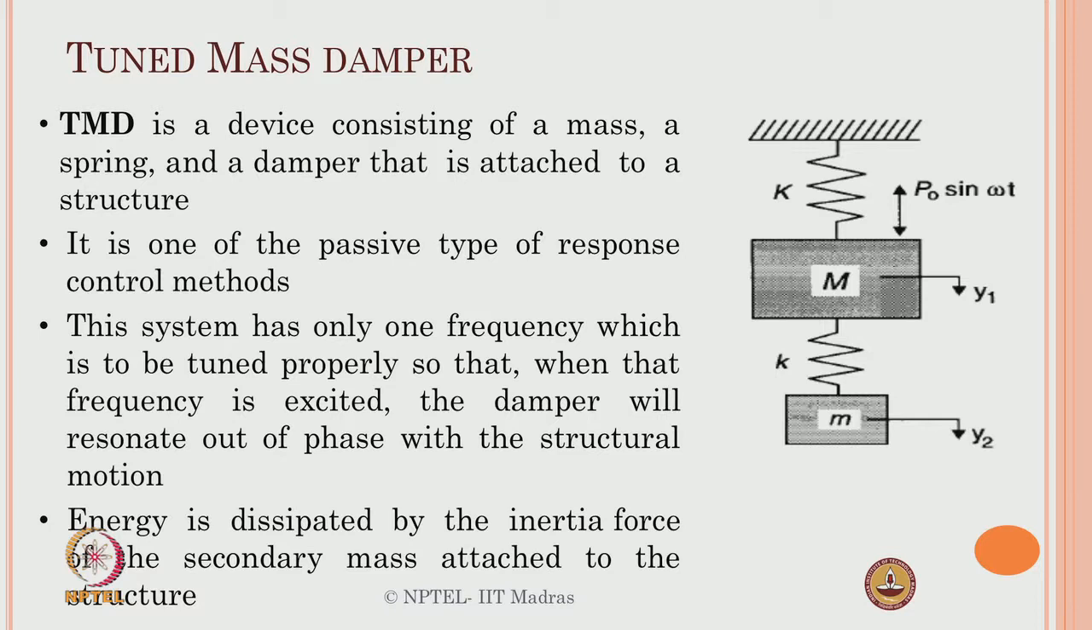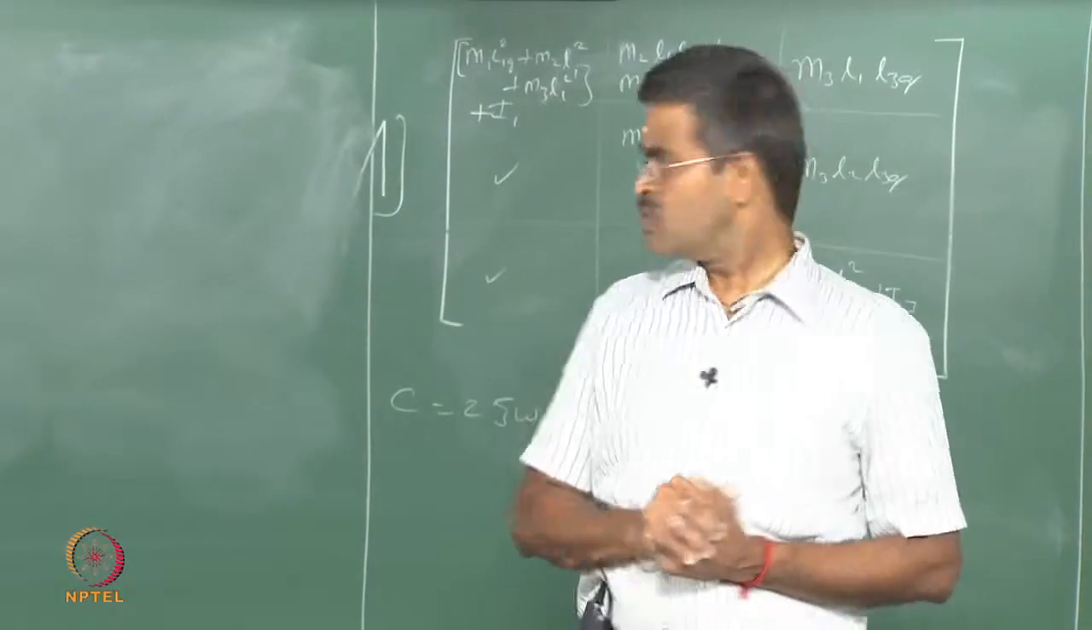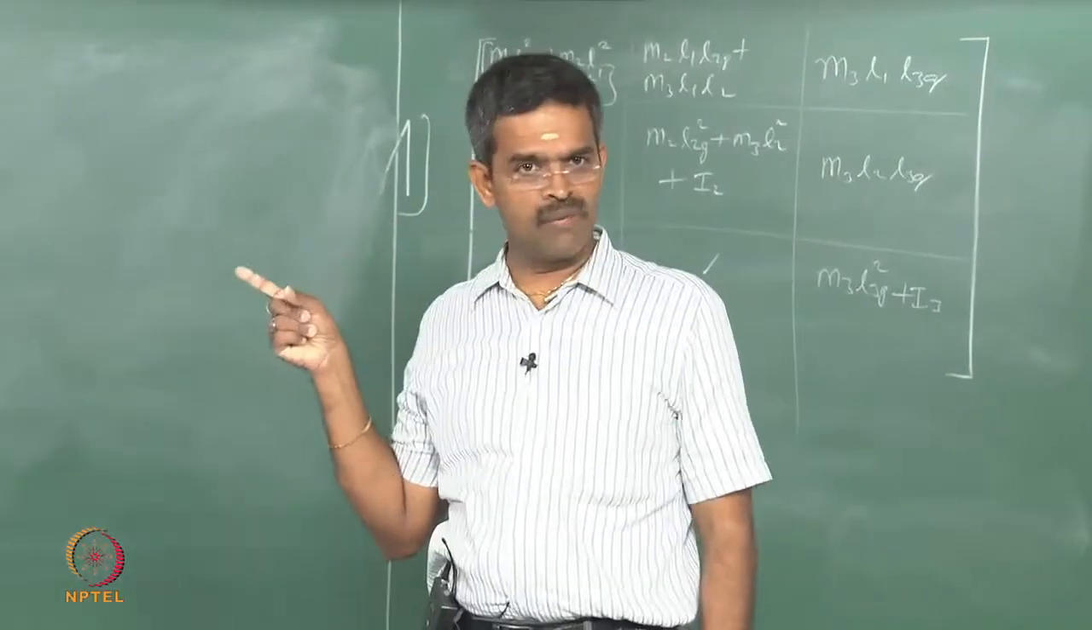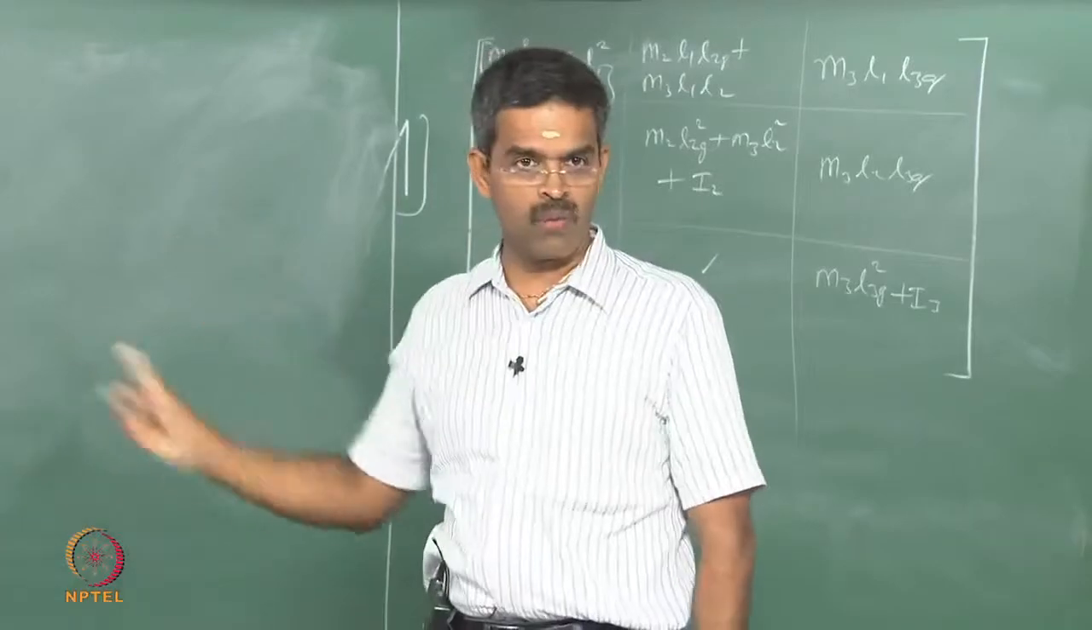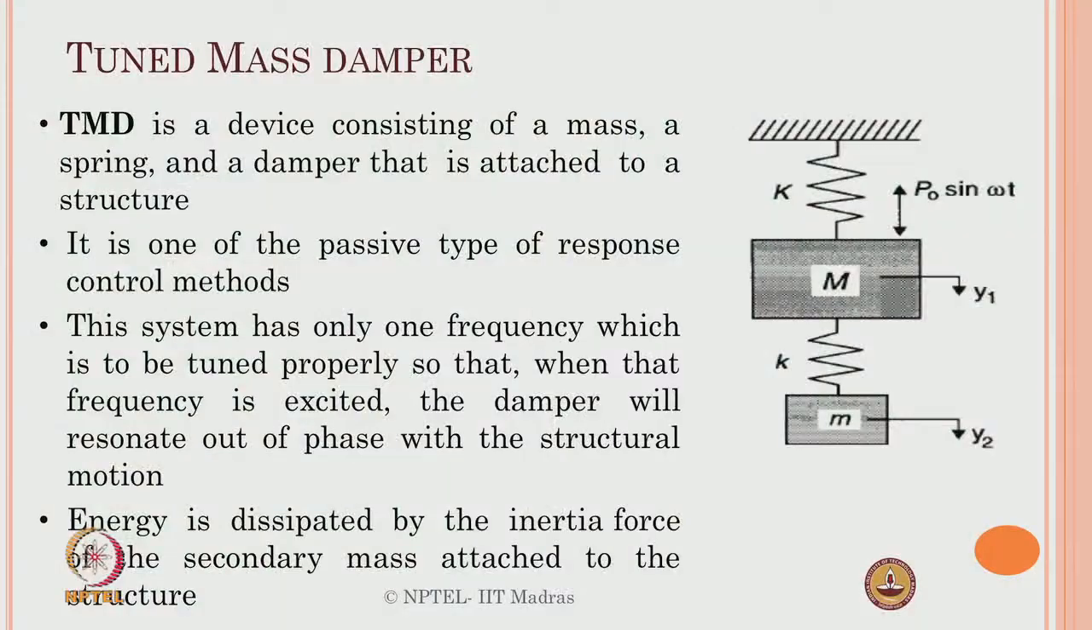Now obviously the primary system will or will not have a damper. The secondary system may not have a damper at all, it will be simply a spring mass system. So now I can write the equation of motion of this system easily, because I have 2 degrees of freedom, y1 and y2. I can solve this equation of motion and see what is the complexity to tune this.